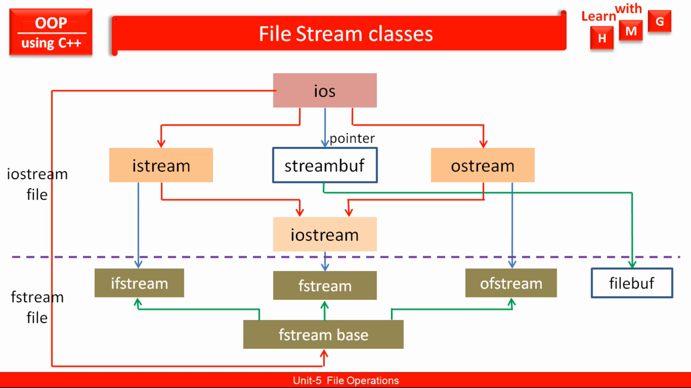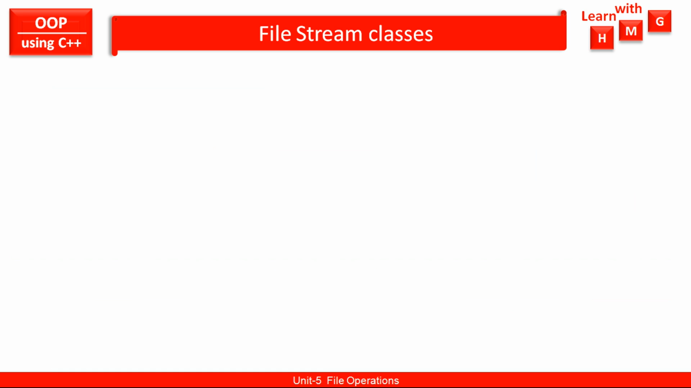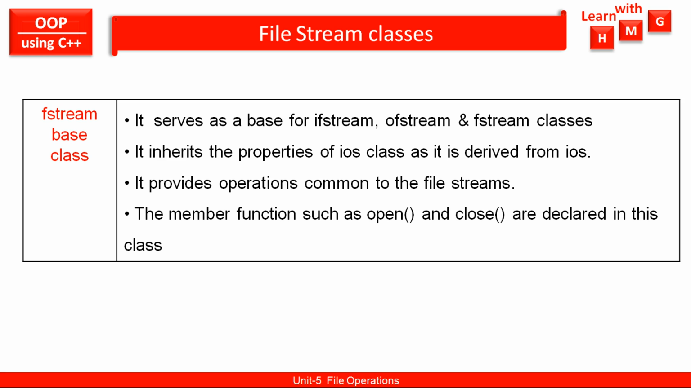Let us see in detail one by one the fstream base class, that is the file stream base class. It serves as a base for the ifstream, ofstream and fstream classes. So in the figure we have seen that the ifstream class, ofstream class and fstream class, these three classes, are derived from the fstream base class. So like this, it serves as a base for these three classes.